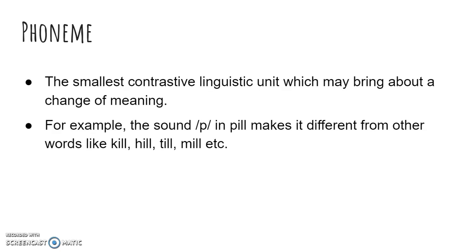If you take up this example here, you can see that each of these words have an initial sound different from the initial sound of each other word. Okay, so thus the initial sounds in the words are meaningful units of sound. That's why you have p as a phoneme.